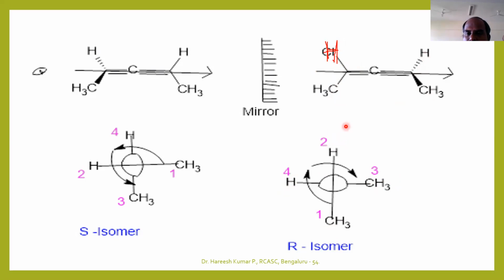So once you know the priority, then there will be a movement: 1 to 2, 2 to 3. What it means is it is rotating in a clockwise manner. So that is the reason this is called R configuration. This is how you can assign R and S configuration to the alleles.